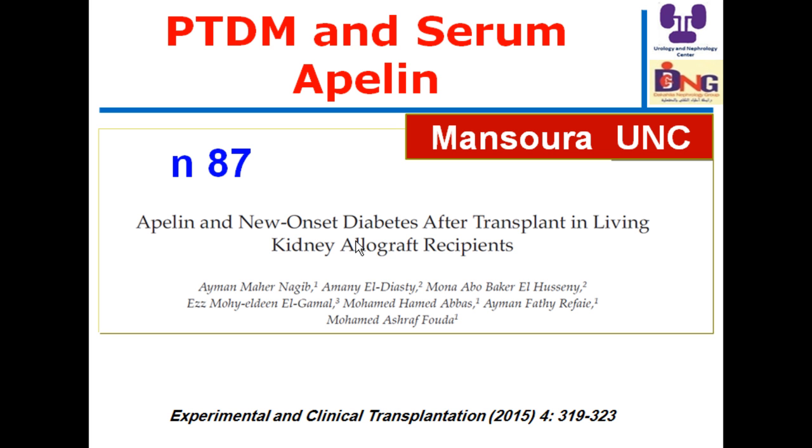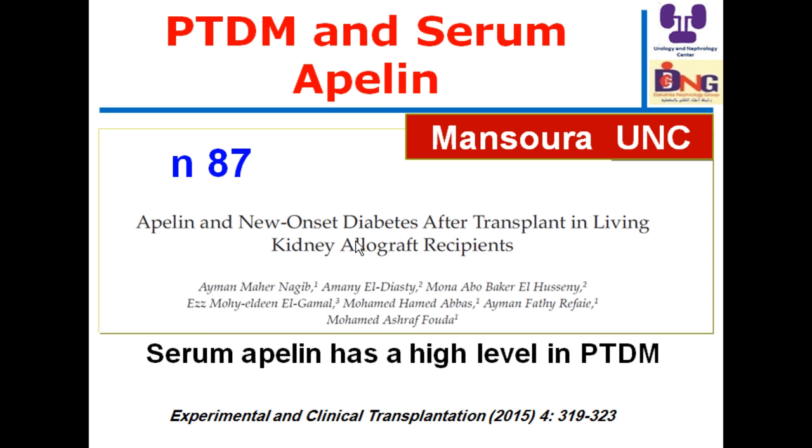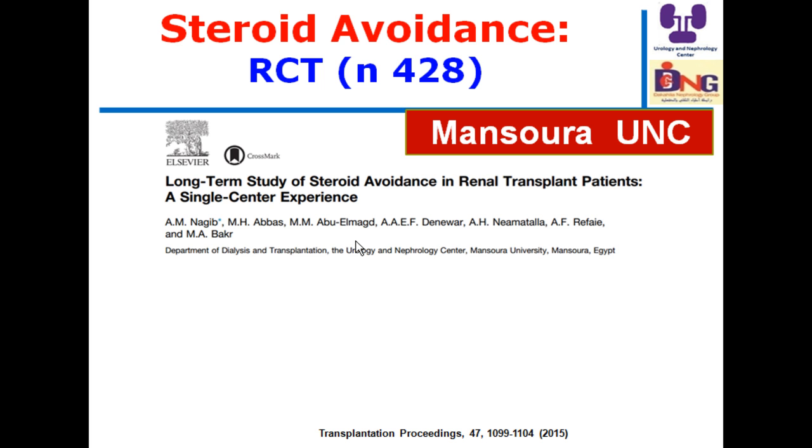So we found a correlation between serum apelin and post-transplant diabetes. A high level of serum apelin is associated with high risk of post-transplant diabetes. Regarding our protocol in steroid avoidance, this is a long-term study of steroid avoidance in renal transplant recipients.